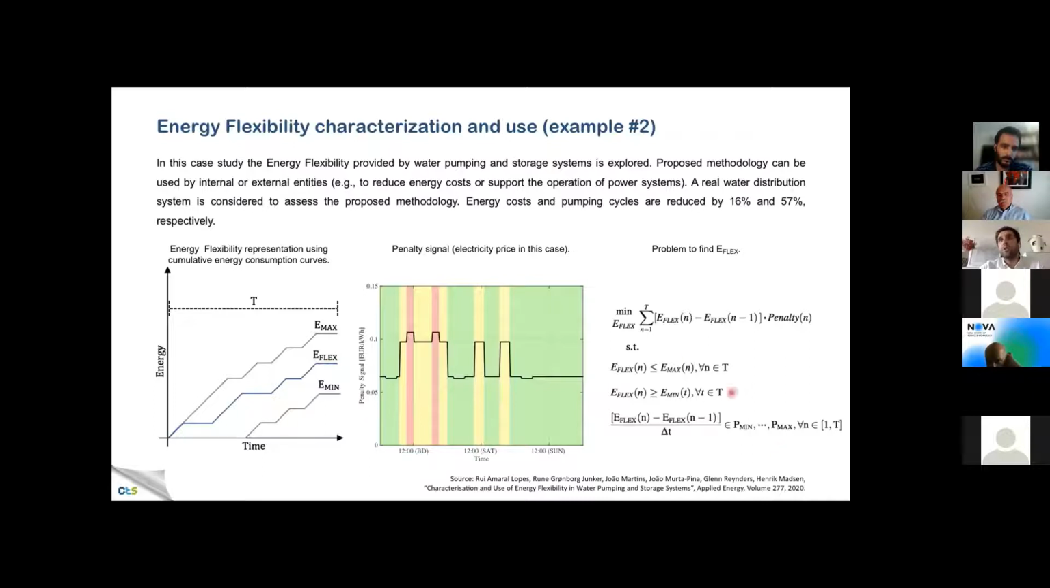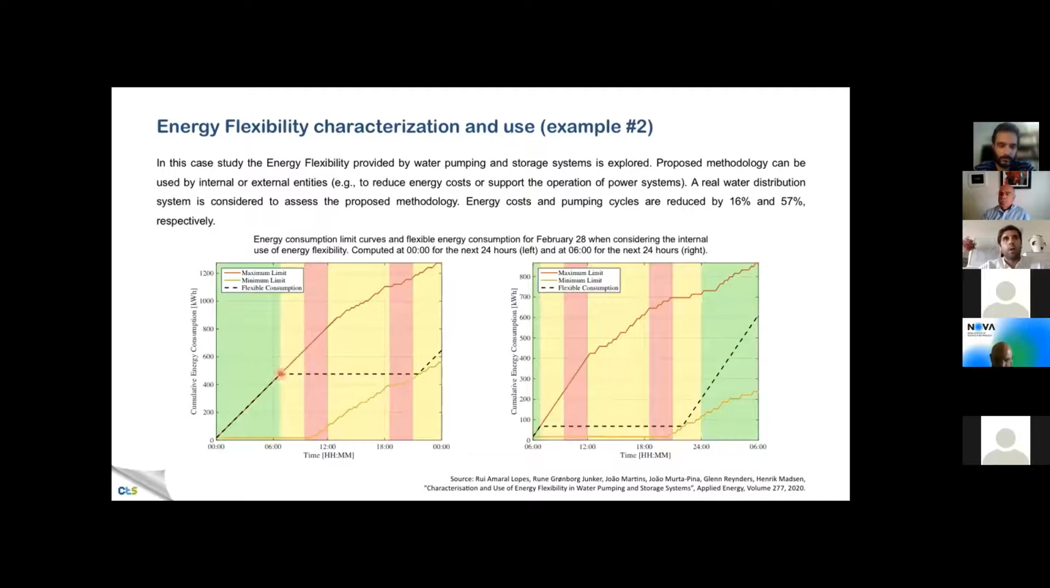For instance, here we have this problem, and we solved this problem with a genetic algorithm, but other tools can be used, of course. So our job was to find the best flexible consumption curve after we have the characterization. Here we have some results of our study.